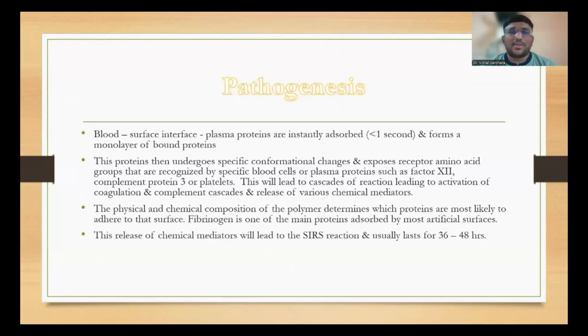Mostly fibrinogen is one of the main proteins absorbed by most artificial surfaces. The release of chemical mediators will lead to the SIRS reaction, which usually lasts for 36 to 48 hours at the initiation of ECMO or on change of any of the components, which also presents a new surface to the extracorporeal circuit. So that usually lasts for 36 to 48 hours.